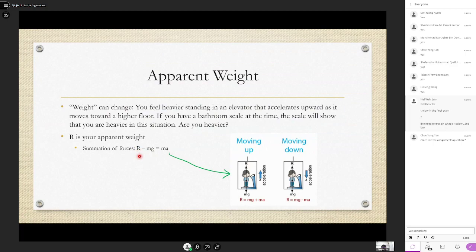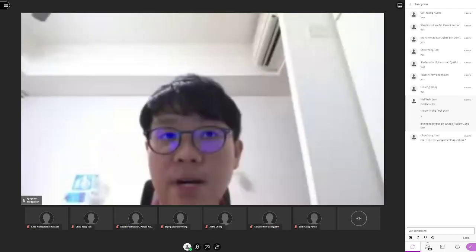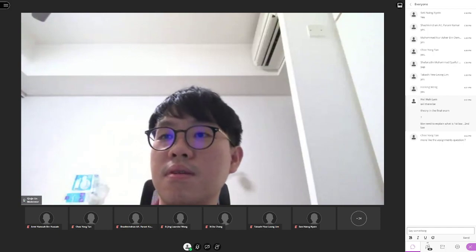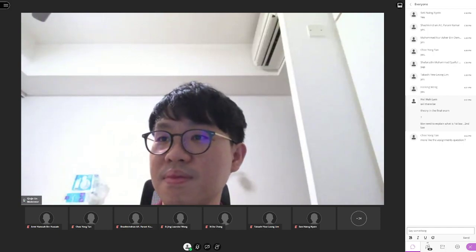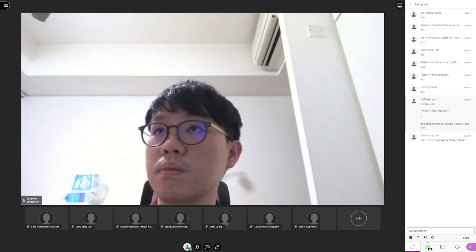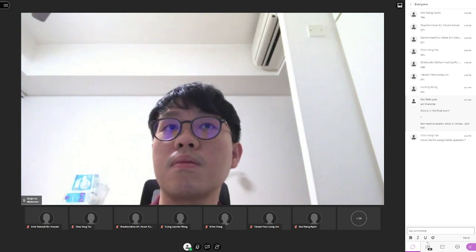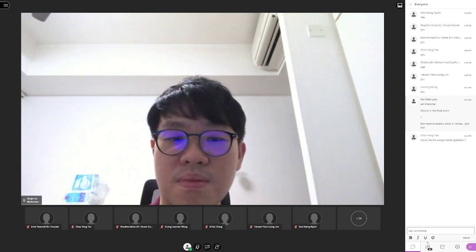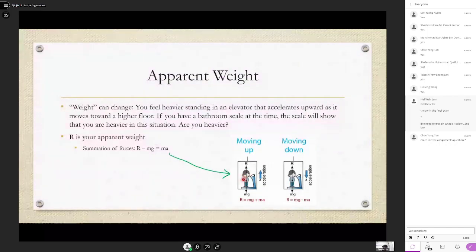If you shift things around and find out what R is, it will give you R equals mg plus ma. This R is actually the apparent weight that you feel. So you can see here is your real weight, plus this ma component. If you accelerate very fast upwards, and this a gets very high, you will feel that you are being pressed into the floor. So you'll feel that you are very heavy.